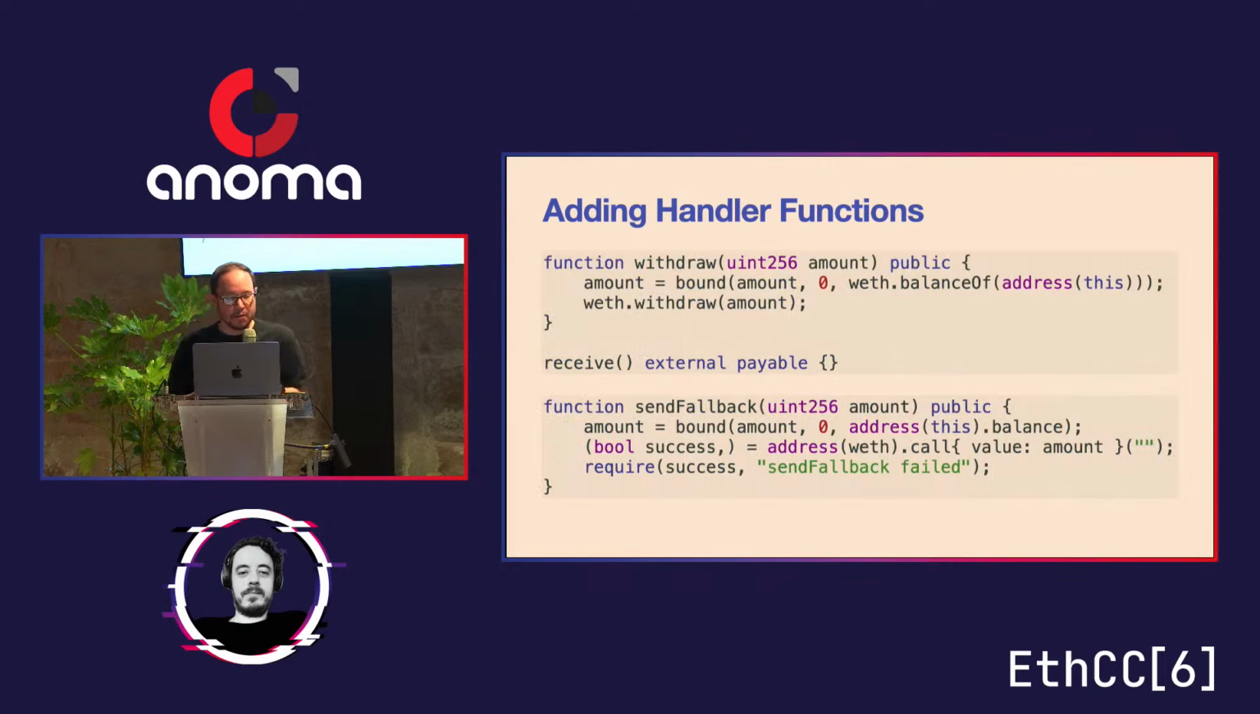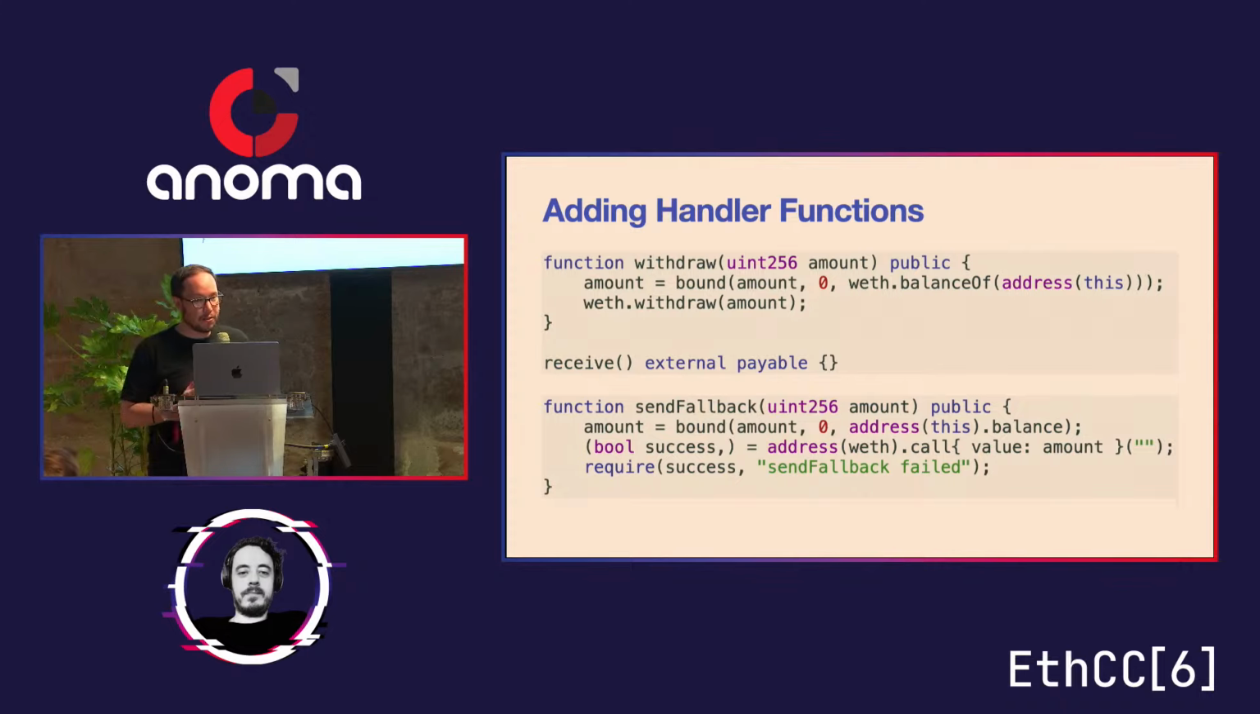Yeah, so you can see here, we've added withdraw. We're also going to use bound, again, to bound the amount that we're fuzzing on here to the balance of the caller. We also need to add a receive callback to the handler here so that when we withdraw that ETH, the test contract can receive it.